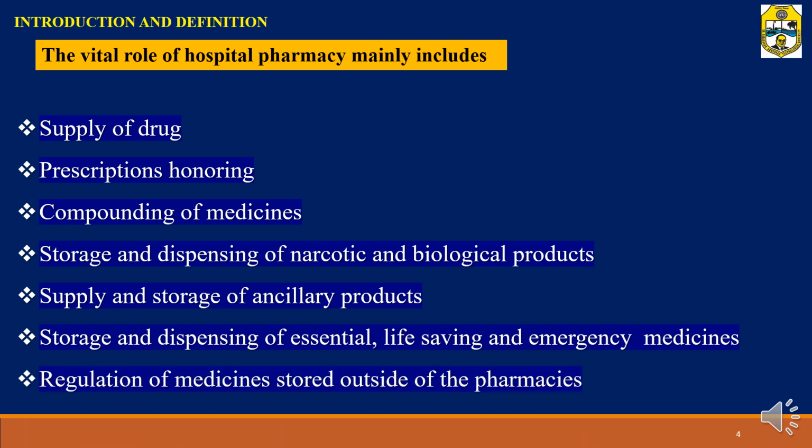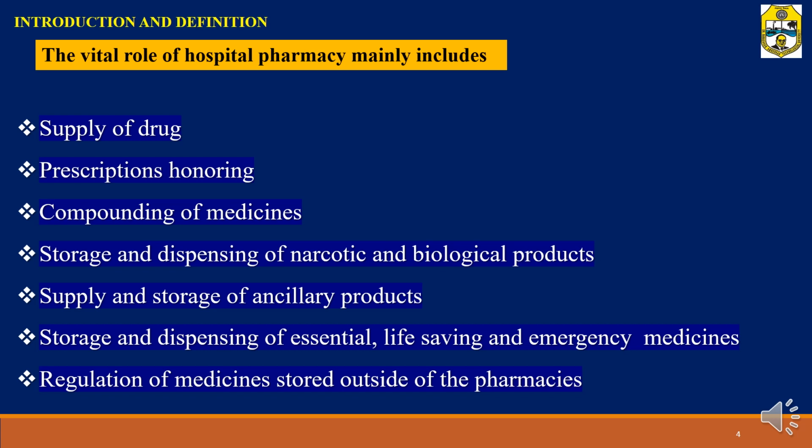Then moving forward, another important function of hospital pharmacy is this: for regular basis we need to maintain and supply some kind of drug, or we need to store some categories of medicine outside the pharmacies. Like we need to store some medicine inside the emergency department. Why? Because we need to tackle some of the medical emergencies. That's why we need to store some life-saving drugs over there.